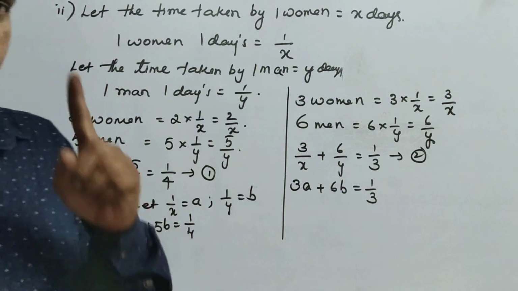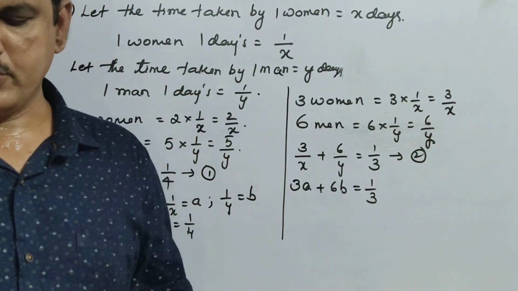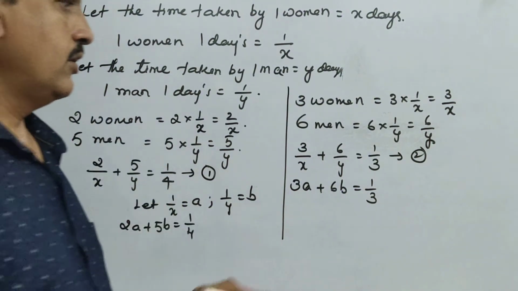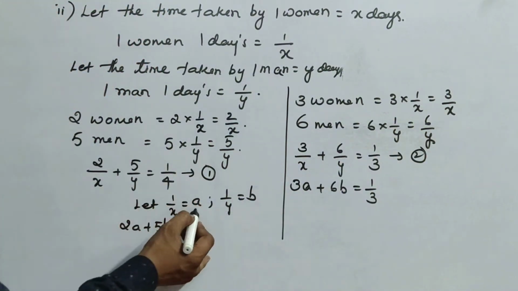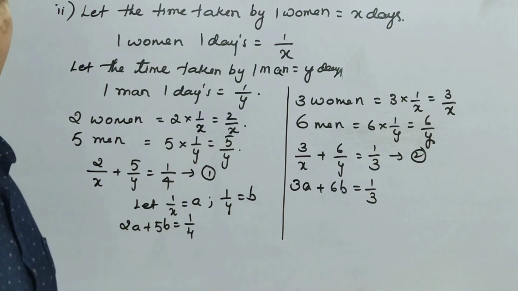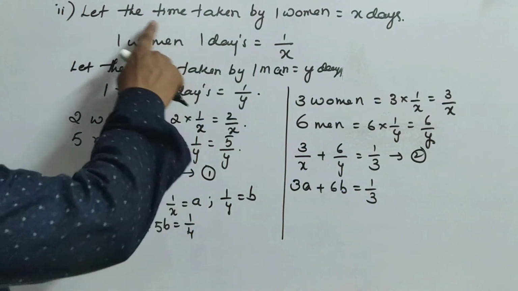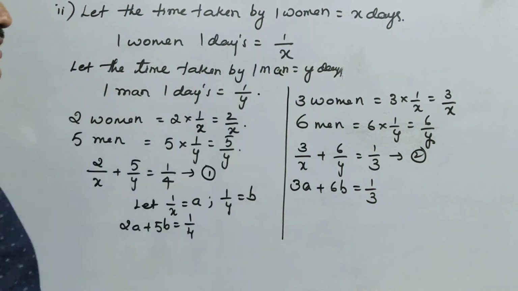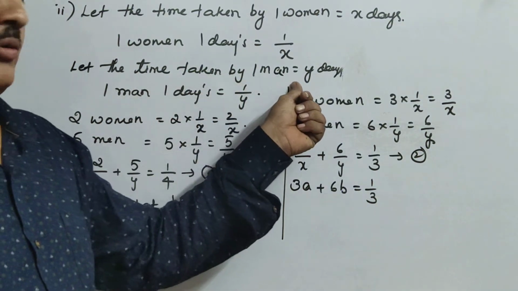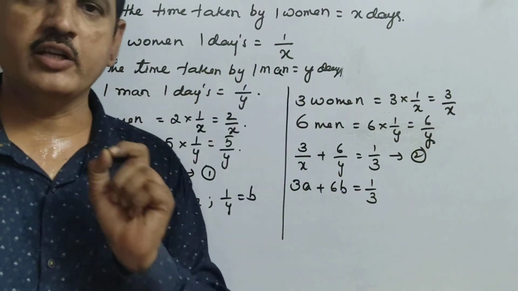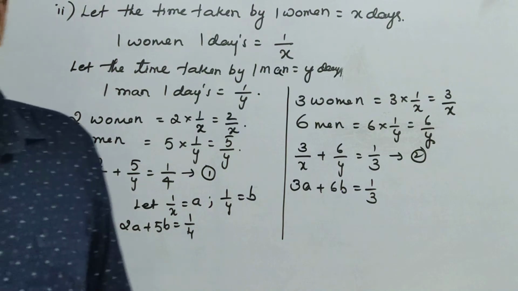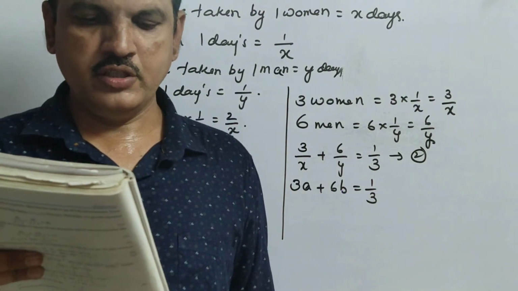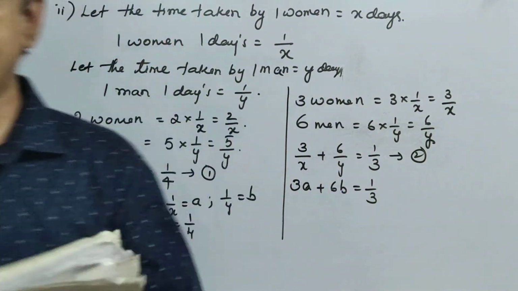Okay, now there you have to be very careful. Suppose there you got 1 by x equals a. So substitute the value of a, then you are going to get the value of x. You should be very particular. That means the time taken by one woman you will get as x days, and the time taken by one man will be y days. So be very careful, children. At the end you have to write it. Okay. Next, coming to the third and last question in this exercise.